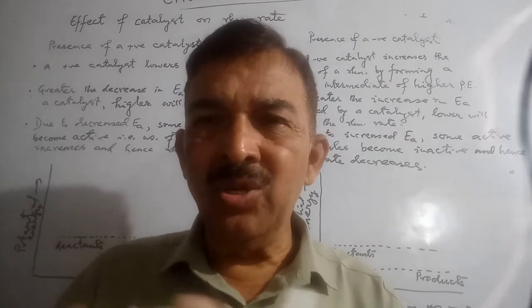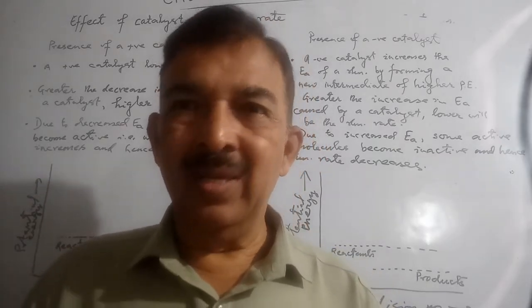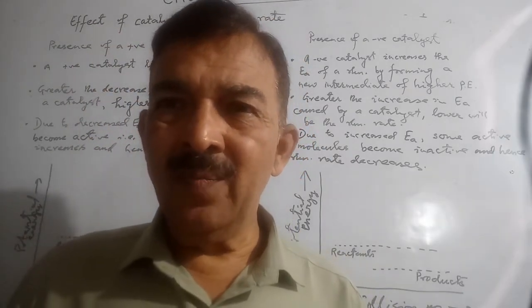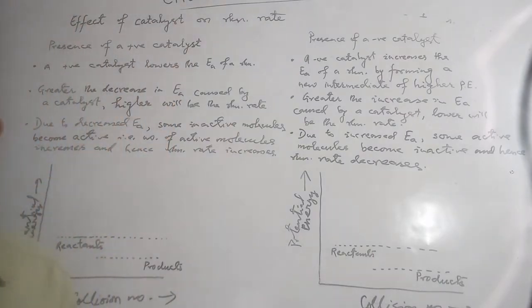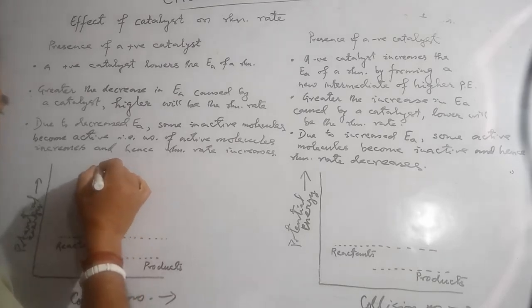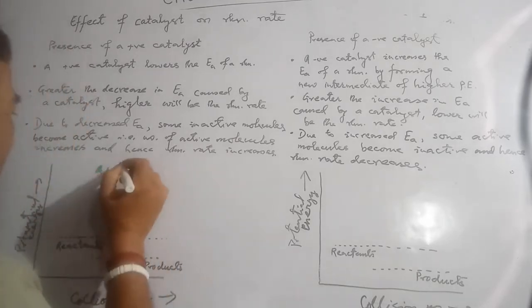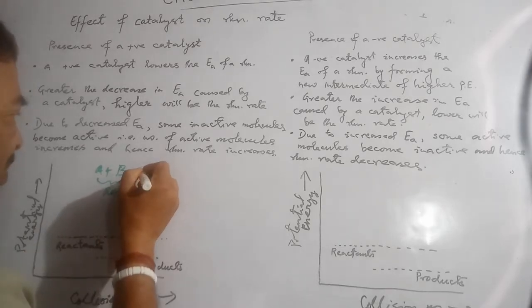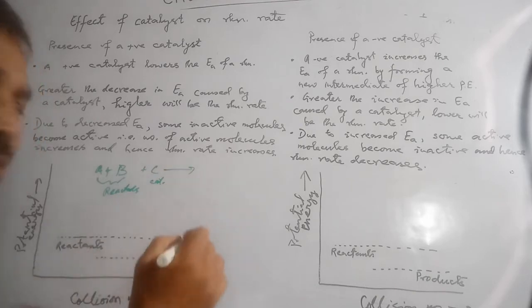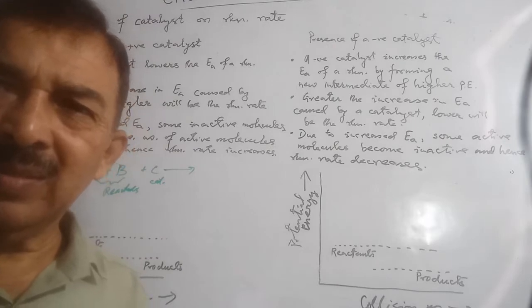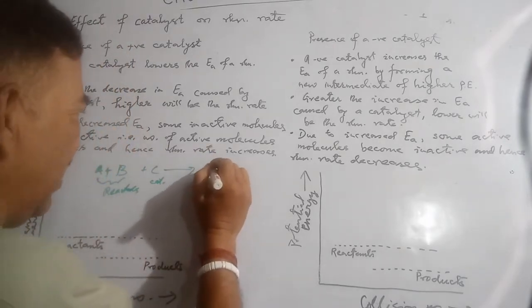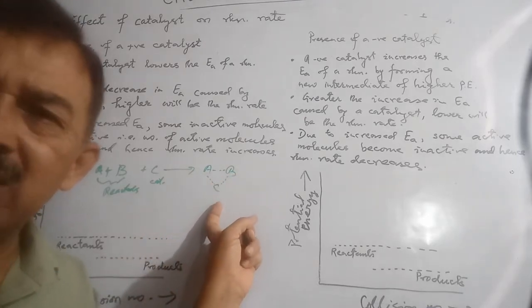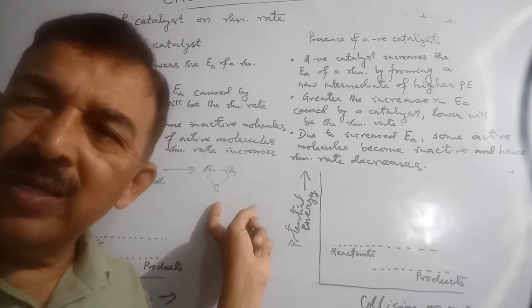Now, what is the theory for the action of a catalyst? The theory is the formation of an intermediate product. See this one. A and B are the reactants, plus C, which is the catalyst. So this is intermediate complex formation. Here it will be A, B, C, an intermediate complex whose life period is very small.